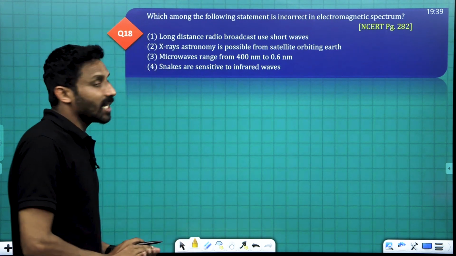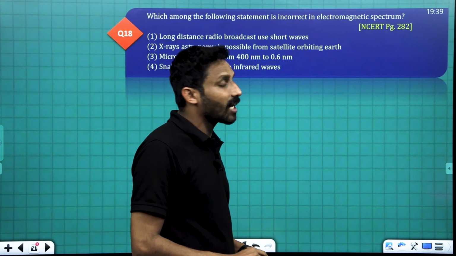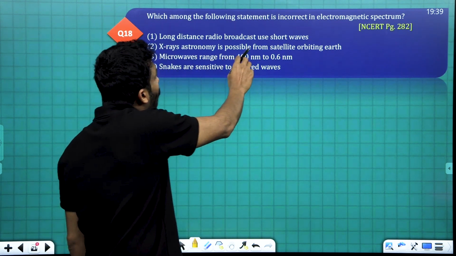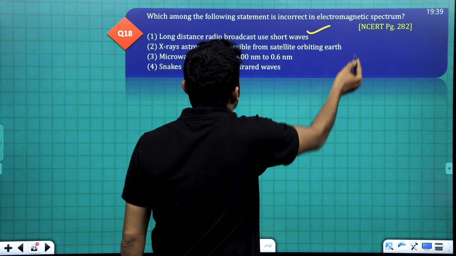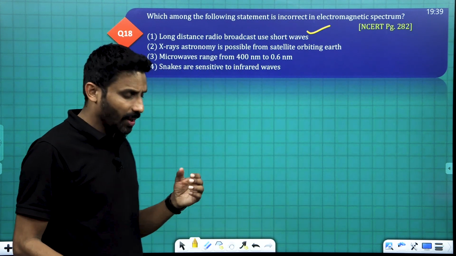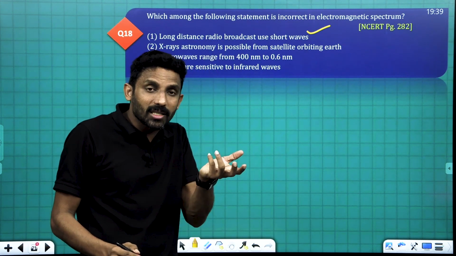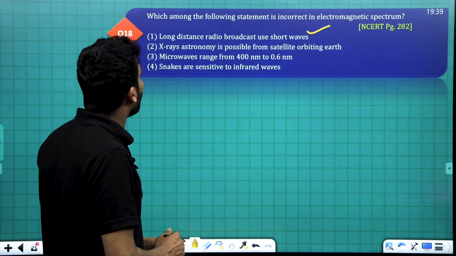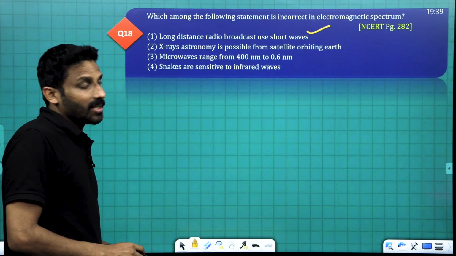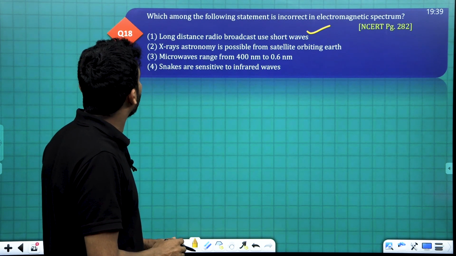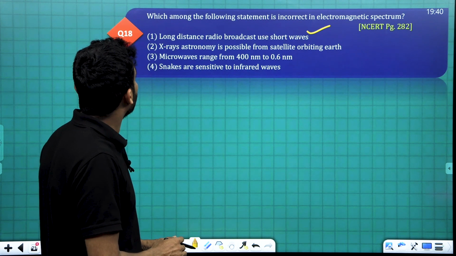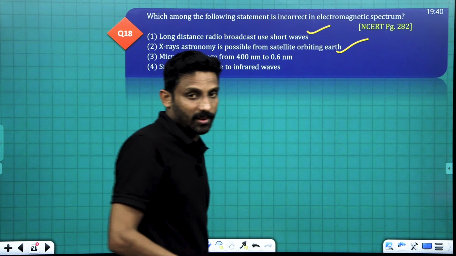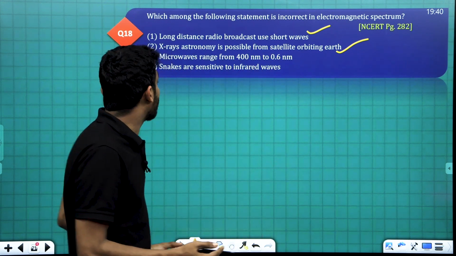18th. Which among the following statement is incorrect in electromagnetic spectrum? First one. Long distance radio broadcasts use short waves. That is true. Long distance means should be much energetic. Much energetic means minimum wavelength. X-rays astronomy is possible from satellite orbiting Earth. Okay. That is also true. You just read this and study it.